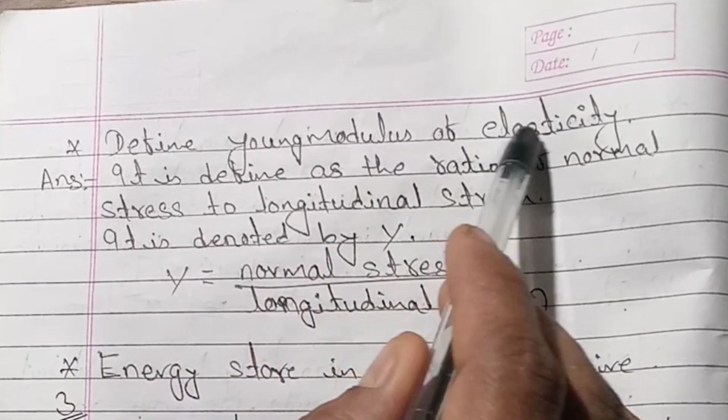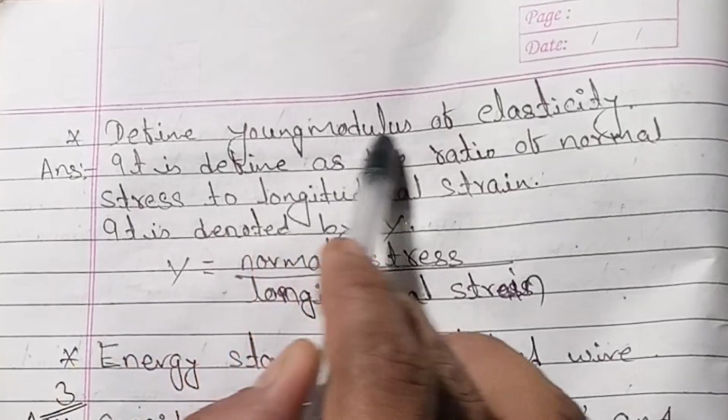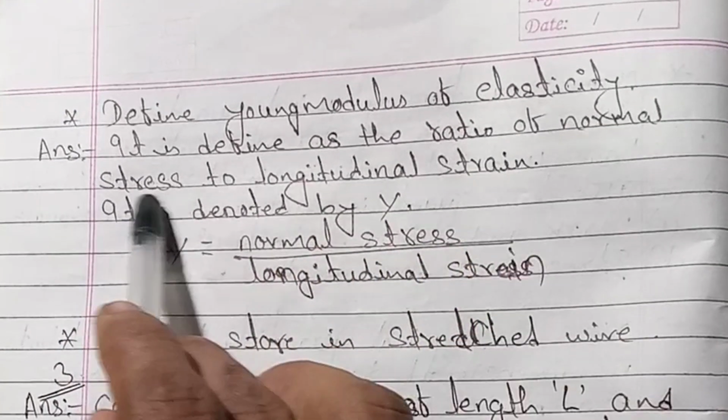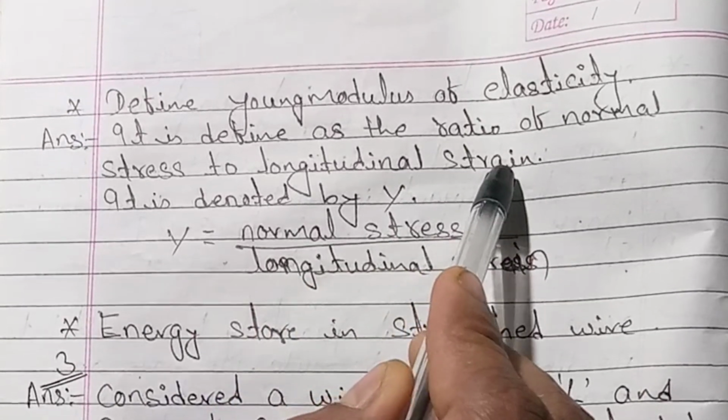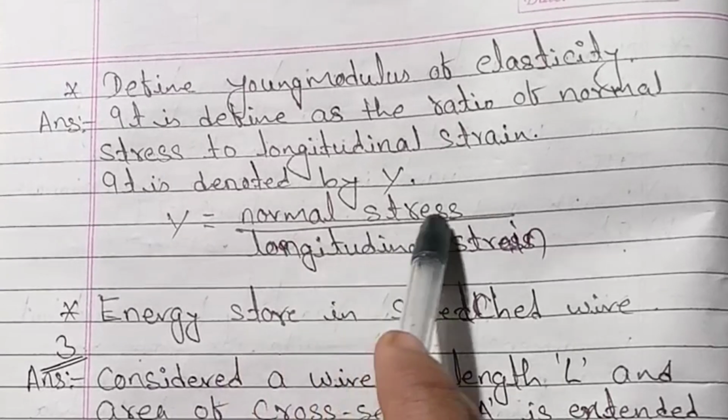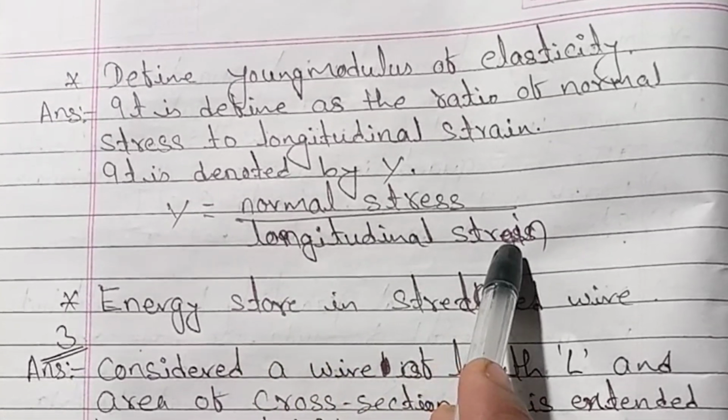Define Young modulus of elasticity. It is defined as the ratio of normal stress to the longitudinal strain. It is denoted by Y. Y is equal to normal stress per longitudinal strain.